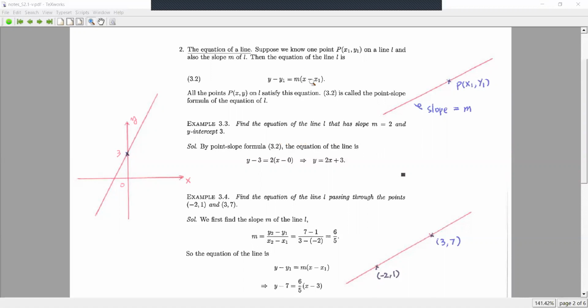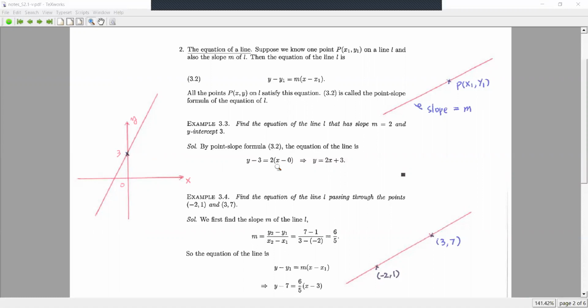Then by this formula, the equation of this line is y minus y1. y1 is 3. It's equal to slope. Slope is 2. Parenthesis x minus x1. x1 is 0.